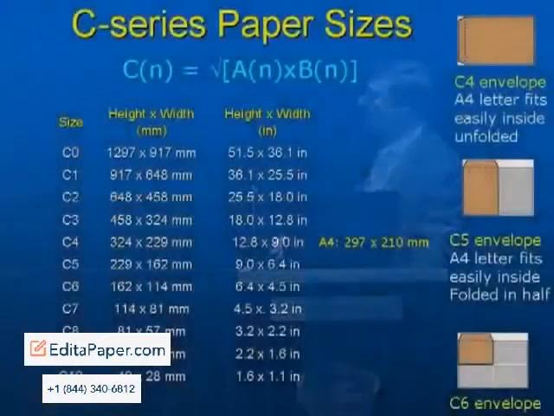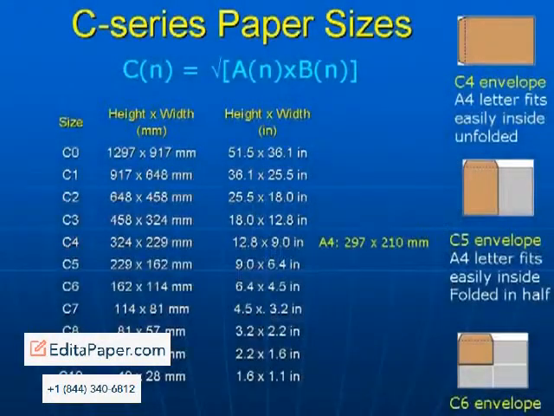So remember, the Cn envelope holds the An letter unfolded, whereas the Cn envelope holds the An-1 letter folded in half. Okay. And you can work out for yourself, if you wanted to fold it in 4, you go 2 C series sizes down. So folding your A4 letter twice produces a size that fits nicely inside the C6 envelope.